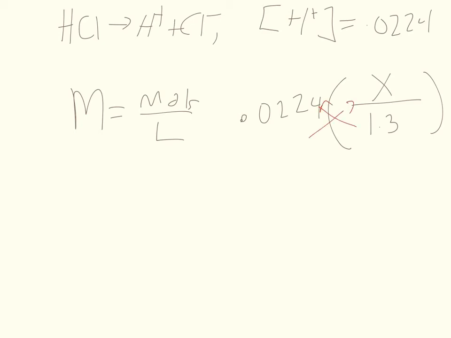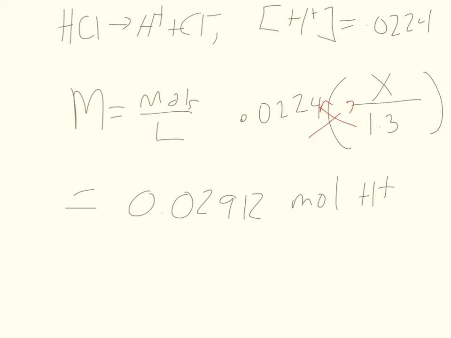So x equals 0.224 times 1.3. And if I type that into a calculator, I get 0.02912 moles of hydrogen ions. But the trick is, if I have that number of hydrogen ions, I also have that number of HCl moles because there's a 1 here and a 1 here.